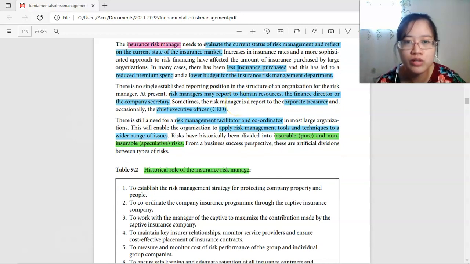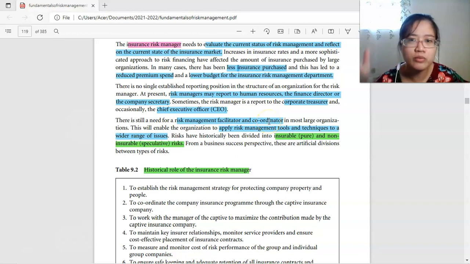So, one consideration. Risk managers may report to human resource, finance director, or the corporate secretary. Tapos sometimes, report din sila sa corporate treasurer or sa CEO. Reportorial requirements, in a way, para syempre aware itong mga nasa taas kung ano nangyayari sa baba. Alright? Risk management facilitator and coordinator.